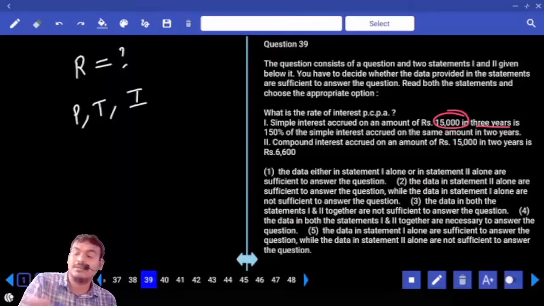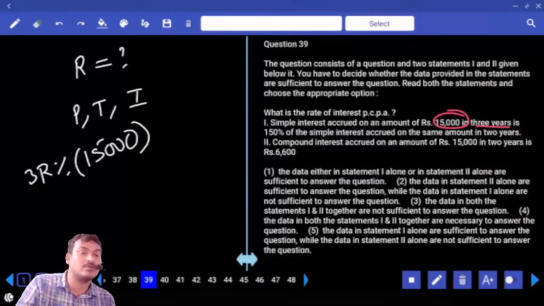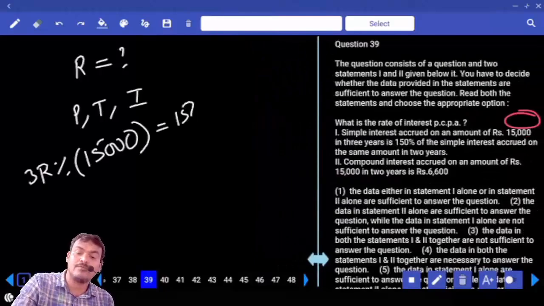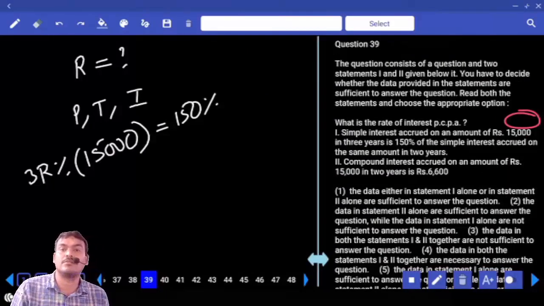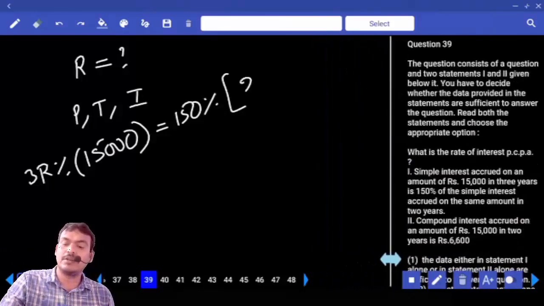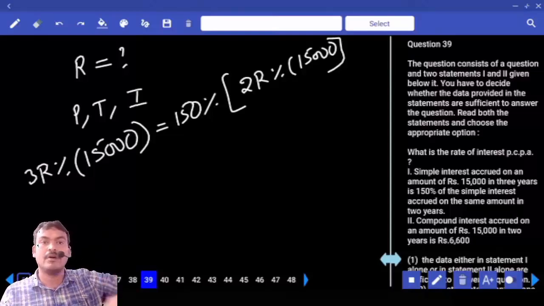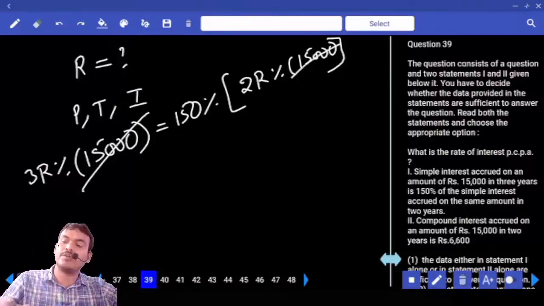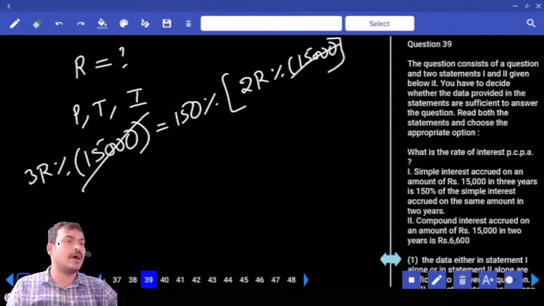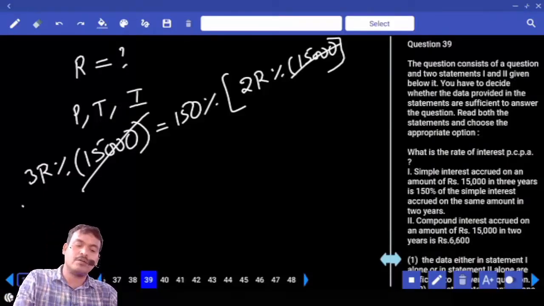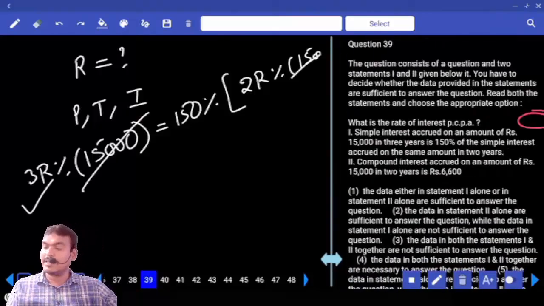Okay, 3 years' interest means written 3R% of which value? 15,000. That is equal to 150% of 2 years' interest or only 1 year's interest? 2 years' interest. 2 years' interest means written 2R% of which value? 15,000, or not. 3 years' interest is 150% of 2 years' interest. Both sides 15,000 cancel, or not. Solving this we get the R value, or not. Statement 1 alone is sufficient, or not? Yes. Next, what is the second statement?